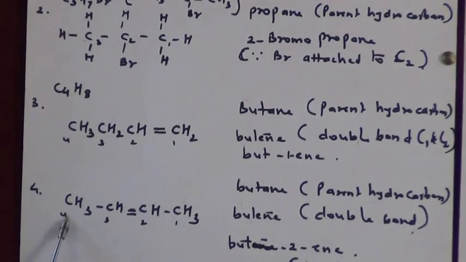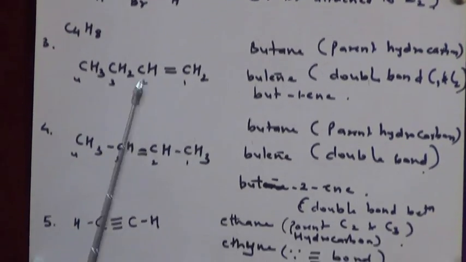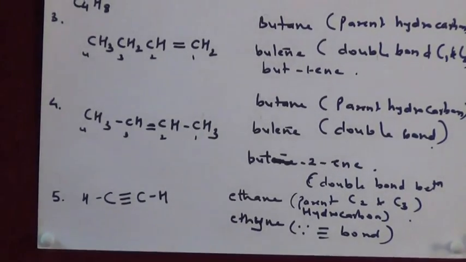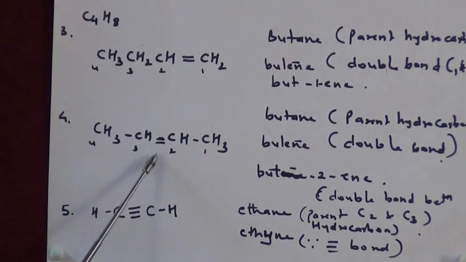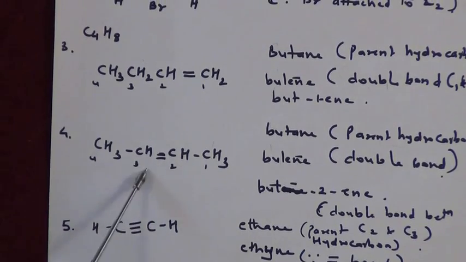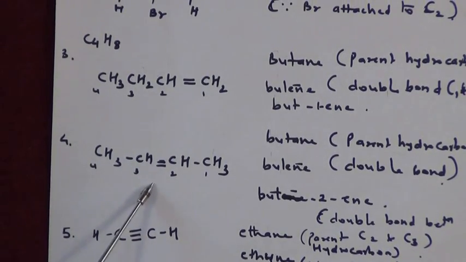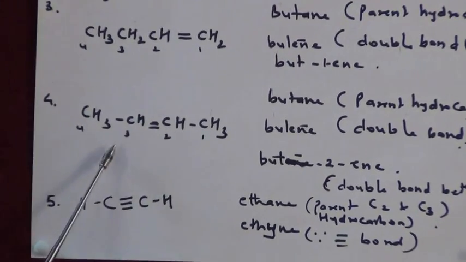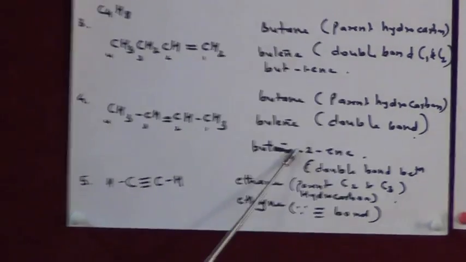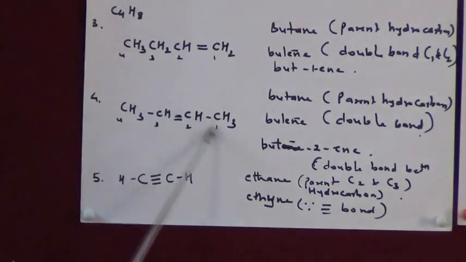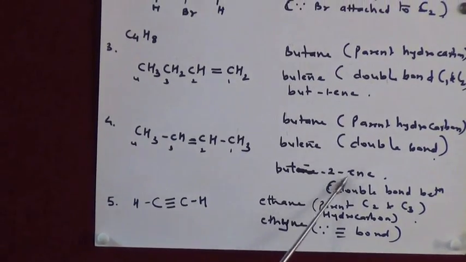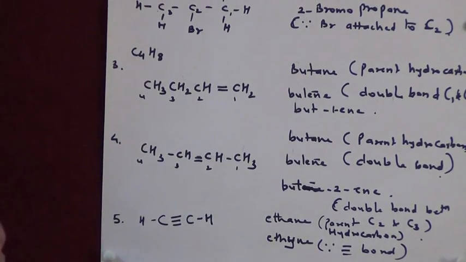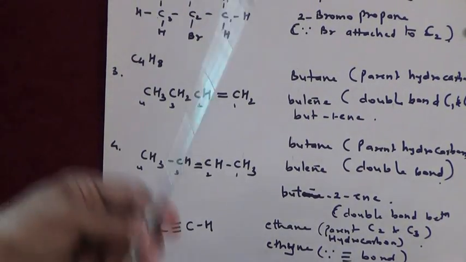Next example, here we have 4 atoms of carbon. Again, it belongs to butane in the parent hydrocarbon series. Here we have a double bond between 2 carbon atoms, so it is butene, but the location of the double bond has changed here. The double bond is between C2 and C3, hence we use the number 2 here. Therefore, it gets the name but-2-ene. Here it is ene because it is a double bond. Butane gets changed to butene.